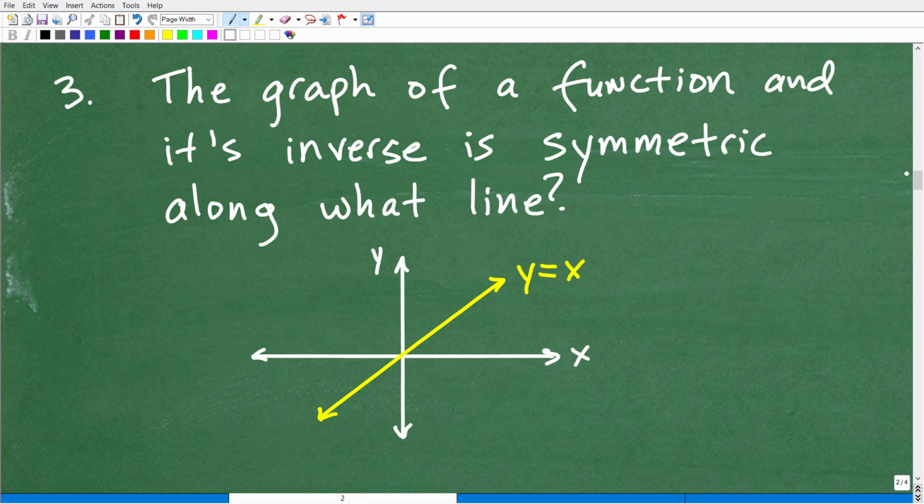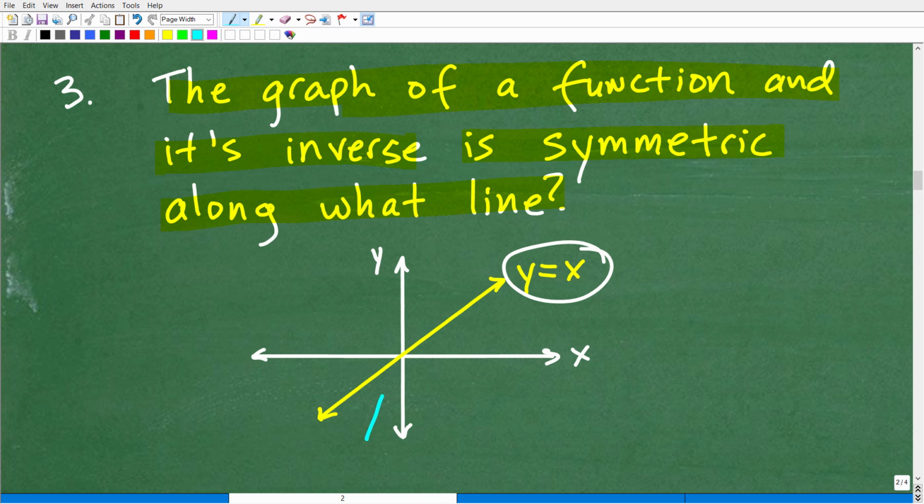All right, so the next question is the graph of a function and its inverse, and that's assuming it does have an inverse, because not all functions have an inverse, but the graph of a function and its inverse is symmetric along what line? And that is the y equals x line. So it's very, very important.